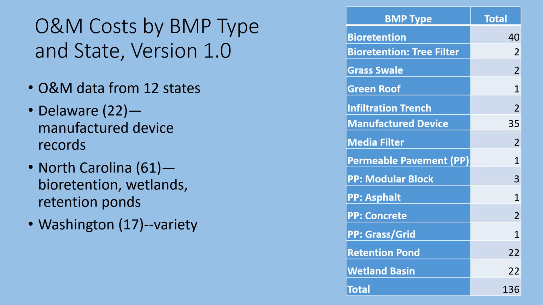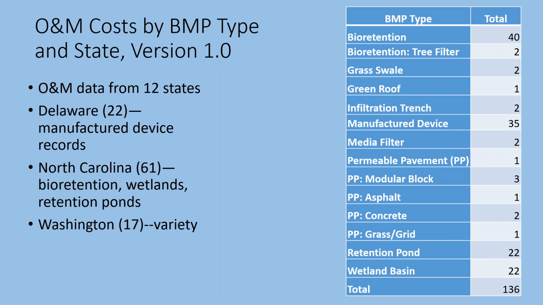In terms of the O&M cost part of the data set, this table on the right here shows you the number of data sets that we have for different BMP types. And you can see that we have a pretty decent sample size for bioretention, different types of manufactured devices, and basically wet ponds. And then the rest of the data sets are much lighter, with only a few records or locations each. But we do have data from about 12 states.